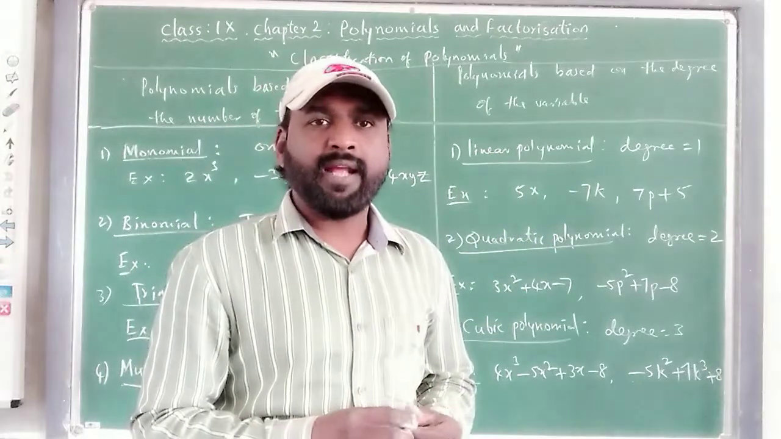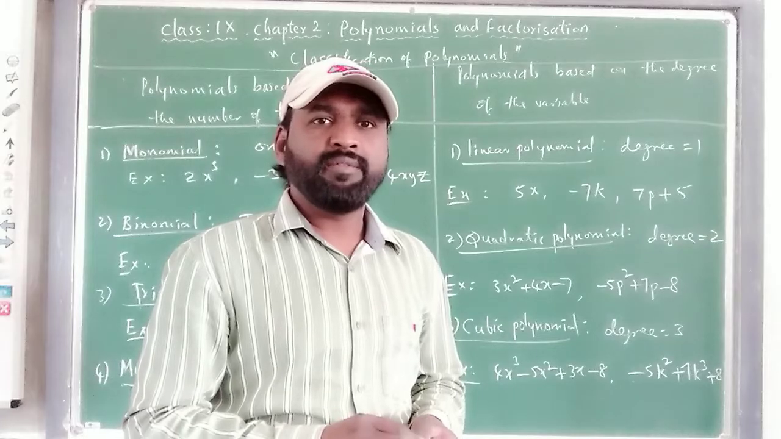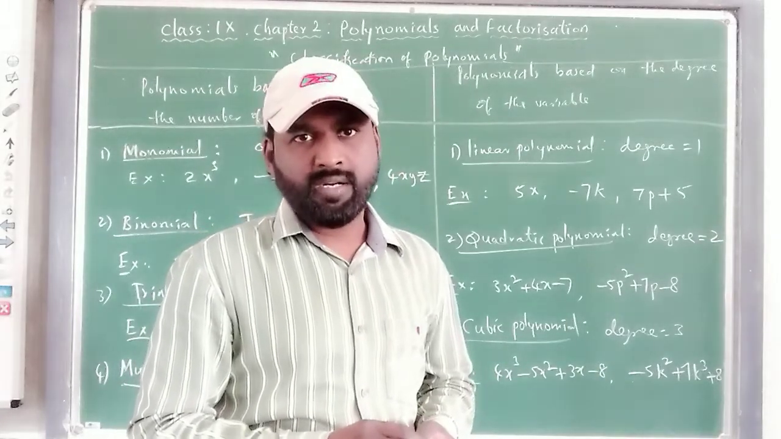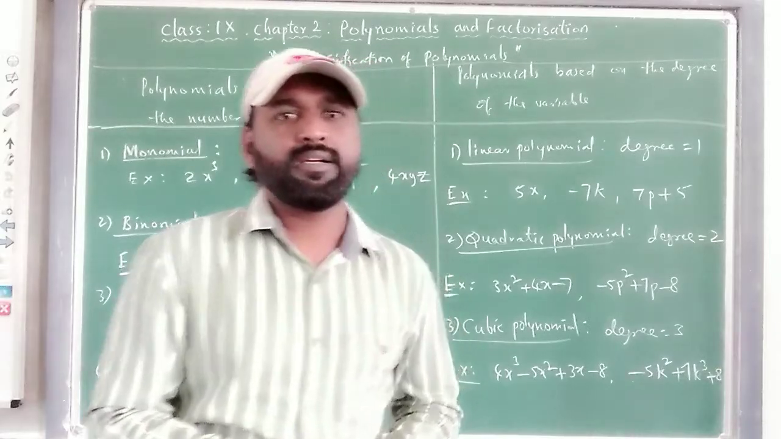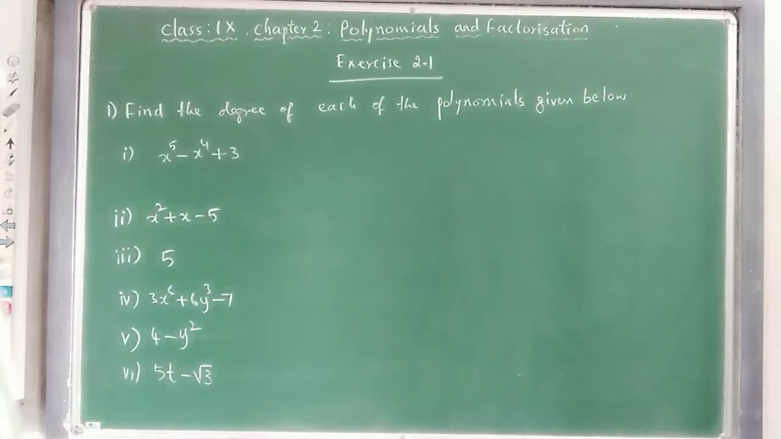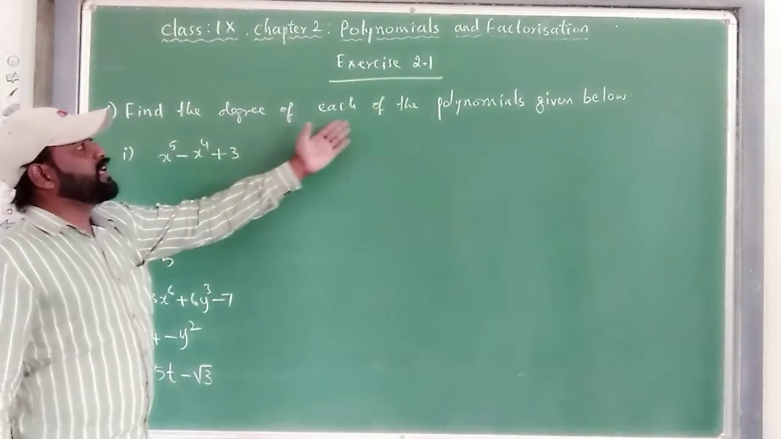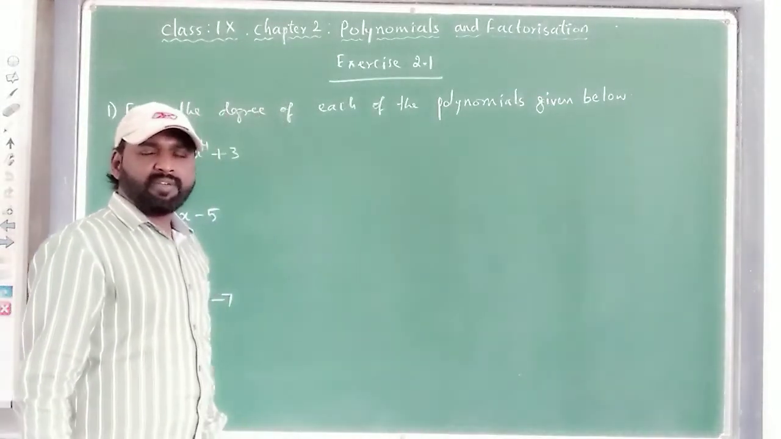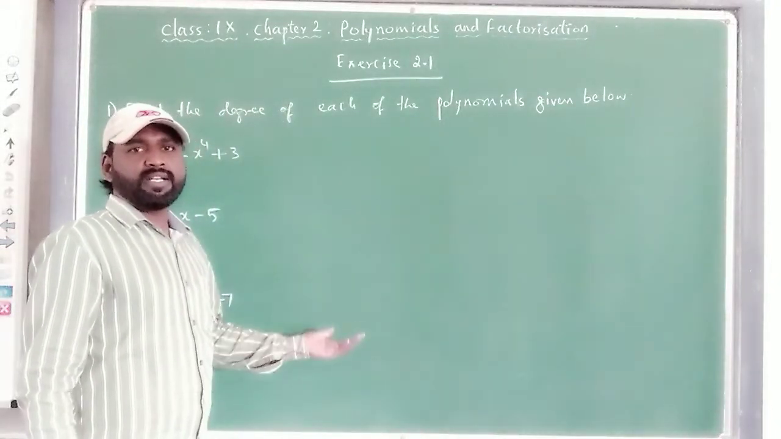Let us get into exercise 2.1, in which we check whether the given algebraic expressions are polynomials or not. Exercise 2.1, first question: find the degree of each of the polynomials given below. Some polynomials are given. We have to identify the degree of the polynomial.